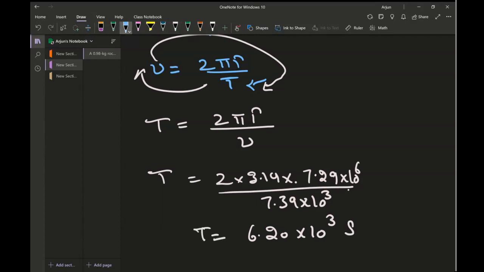Again, in your calculator, make sure you use the brackets correctly. This in one bracket divided by this in the other bracket. Only then you're going to get the correct answer. So hopefully you were able to understand the question.